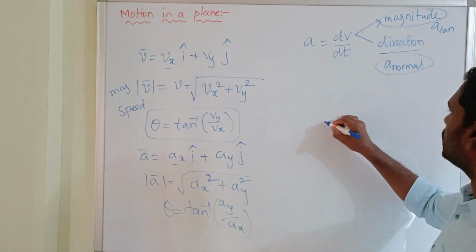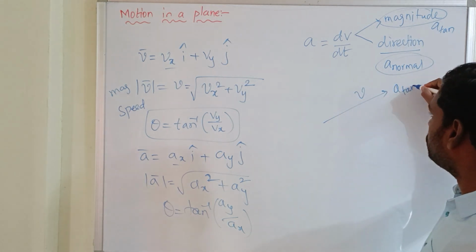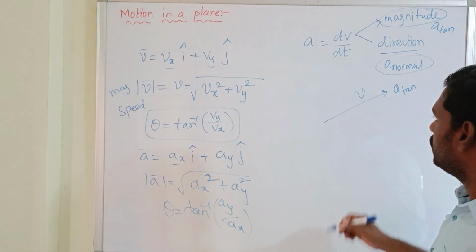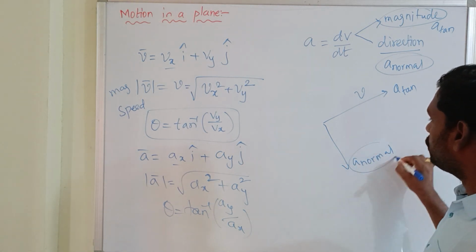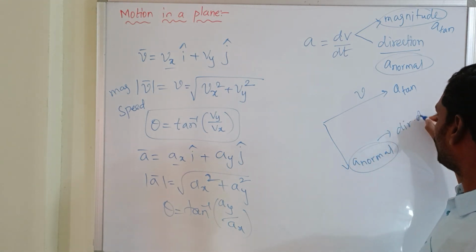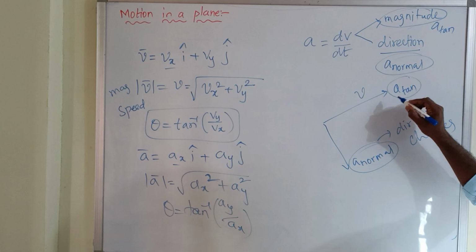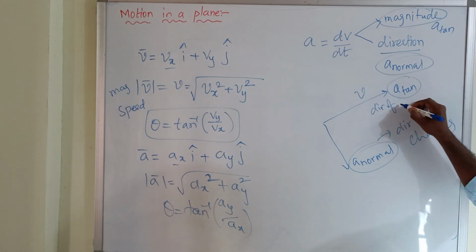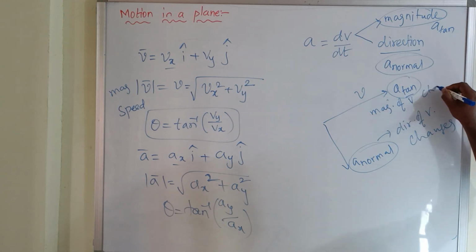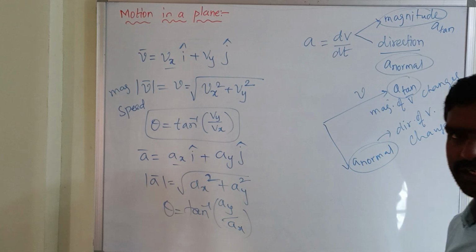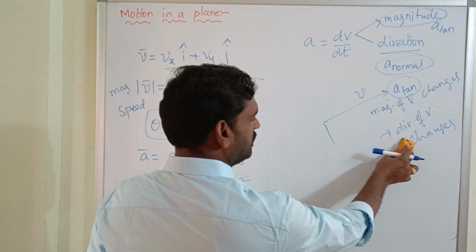If this is the direction of velocity, the tangential direction will be along the tangent to the curve, and normal acceleration is the acceleration normal to the velocity. This comes into the picture because the direction of velocity changes. And if the magnitude of velocity changes, we get a tangential acceleration. These are the basic topics we covered in the last lesson.